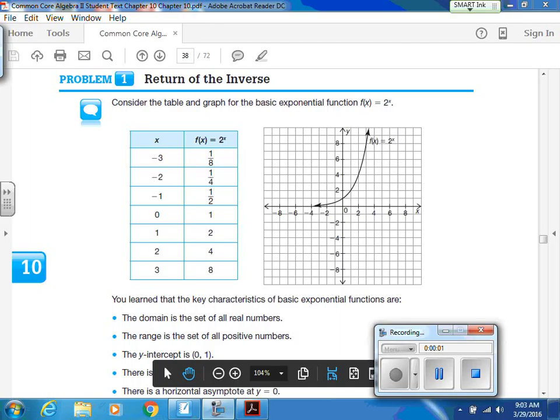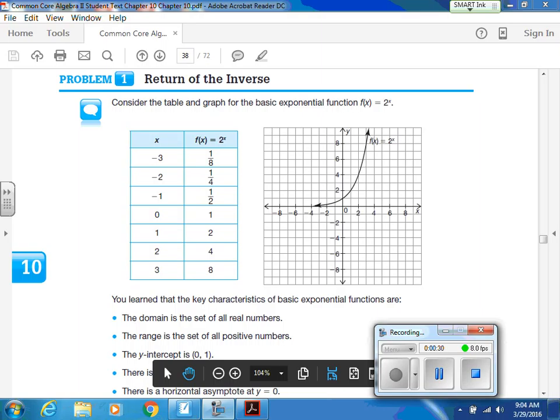Alright, so we're going to talk about some inverses because a logarithm is the inverse of an exponent, okay? One of them undoes the other. Like adding and subtracting are inverses, they undo each other. Multiplying and dividing are inverses. Exponents and logarithms are inverses. One of them undoes the other, okay?